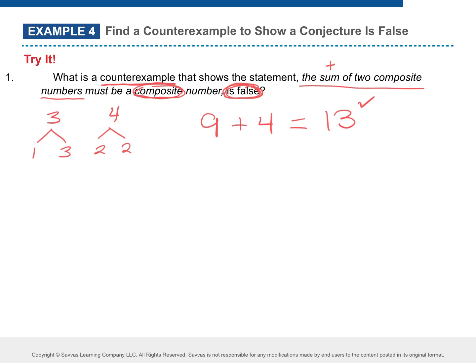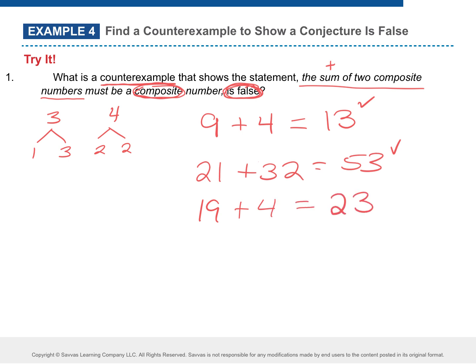Rosie. 21 plus 32 equals 53. 21 plus 32, those are both composite. And 53 is prime. Good. Spencer. 19 and 4. 19 plus 4 gives you 23. Oh, wait. Never mind. I cancel that. What's wrong with it? 19 is not a composite number. Matt. 25 and 4. 25 plus 4, both composite numbers, equal 29. 29. Prime number? Good. Give me two more.